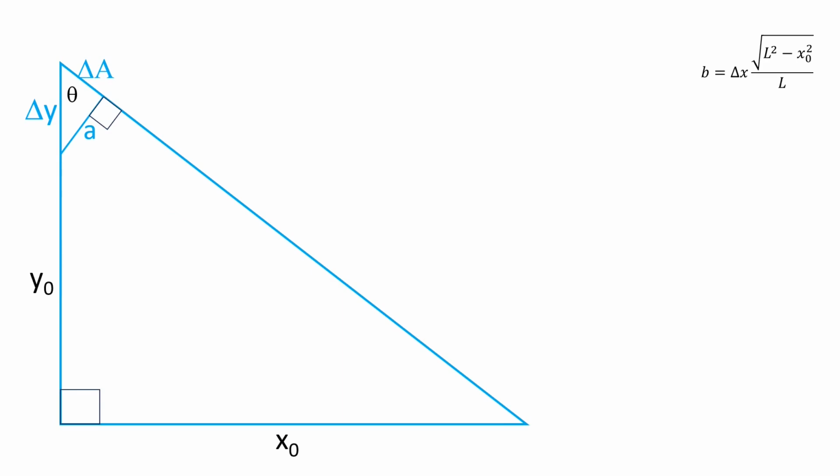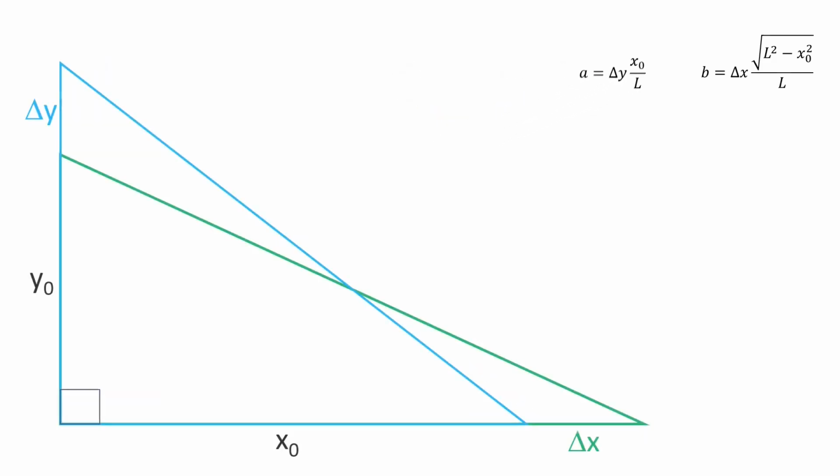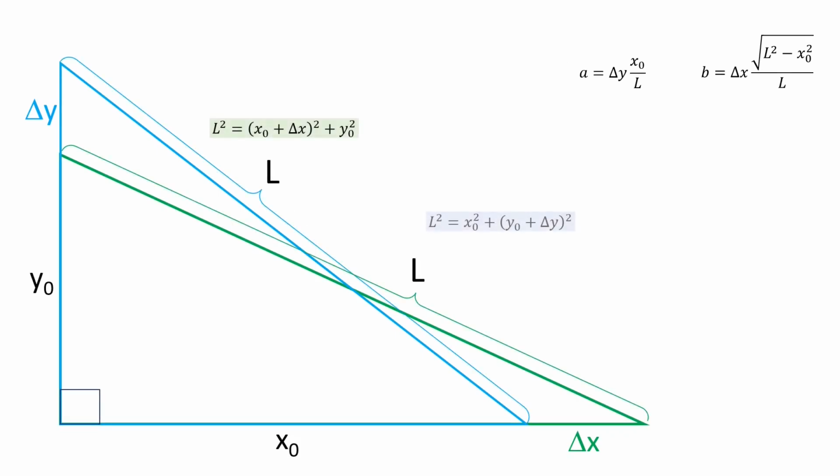The sine of theta is x0 over L. It is also a over delta y. By the little blue triangle, we combine to get rid of sine and solve for a. Now check out the big green and blue triangles. We can write down the Pythagorean theorem twice.